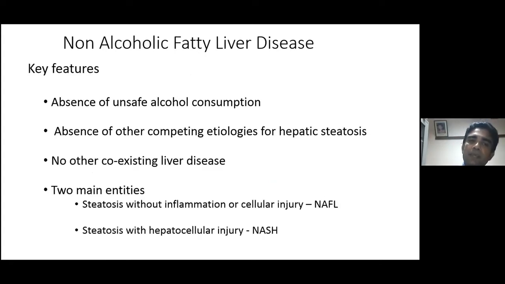without fibrosis. So the key features are absence of unsafe alcohol consumption, absence of other competing etiologies for hepatic steatosis such as drugs, and no other coexisting liver diseases. It is divided into two main entities: steatosis with inflammation and steatosis without cellular injury or inflammation. That is called NAFLD and NASH.